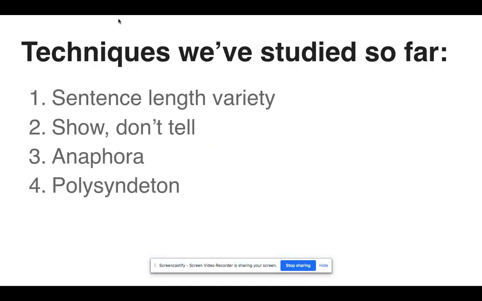Before we get into our content for today, let's review some of the techniques that we've studied so far. We've talked about using a variety of sentence lengths in your writing. We've talked about a technique called show, don't tell. And we've also talked about two rhetorical devices that use repetition. Those are anaphora and polysyntheton.